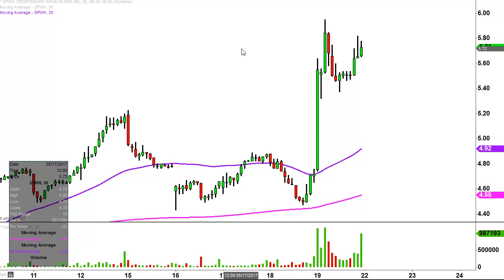Don't mean to state the obvious, but I will anyways. Very, very nice move here today. So let's map out some levels of support, then we can talk about areas of resistance.